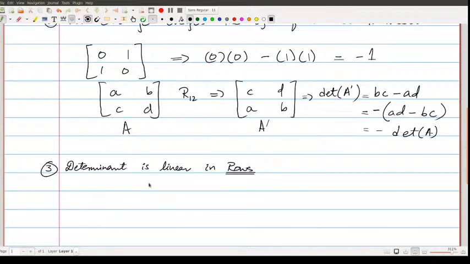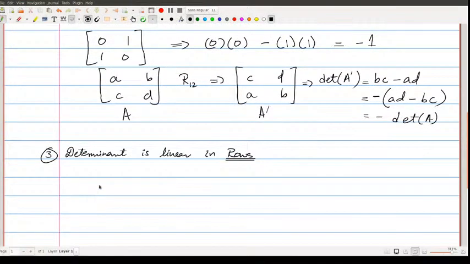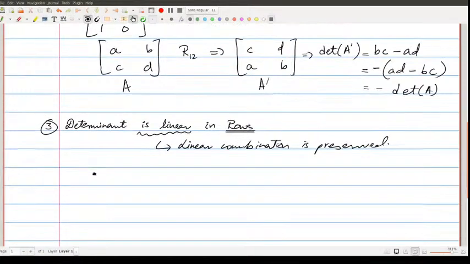We mean when a property is linear, for example, if you take a linear combination, this linearity means that the linear combination is preserved. The linear combination is preserved. How do I see that? Well, let's try it out.